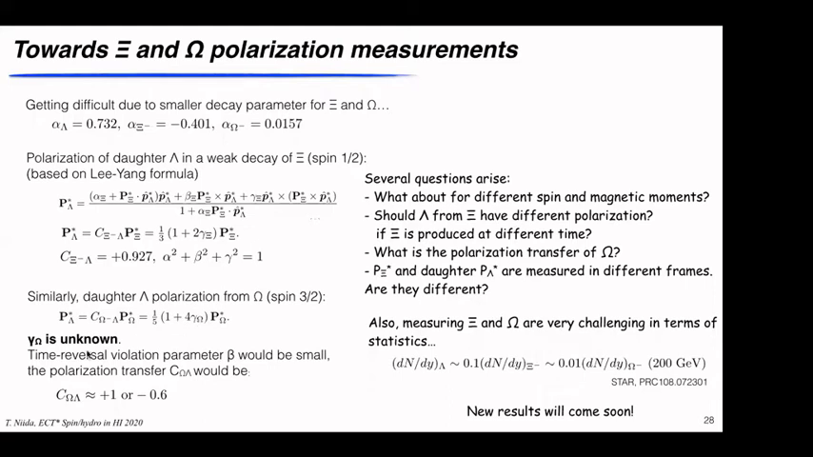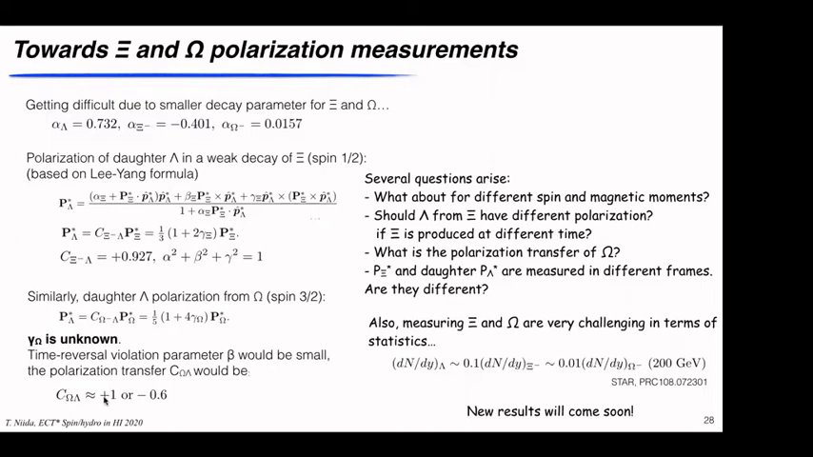But considering that this time reversal violation parameter beta is small, and also considering the relation among alpha, beta, gamma, this gamma Omega would probably be close to +1 or -1, which leads to a polarization transfer of either +1 or -0.6. So this is also interesting. Assuming this picture, we can also determine the uncertainty in this gamma Omega or this polarization transfer.